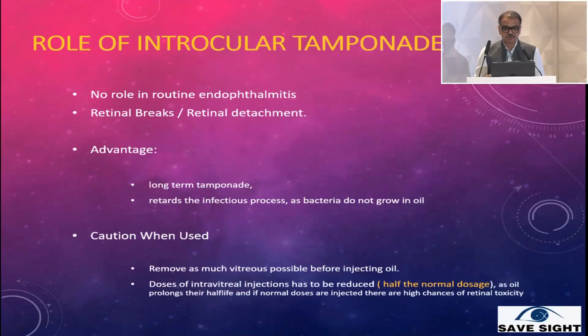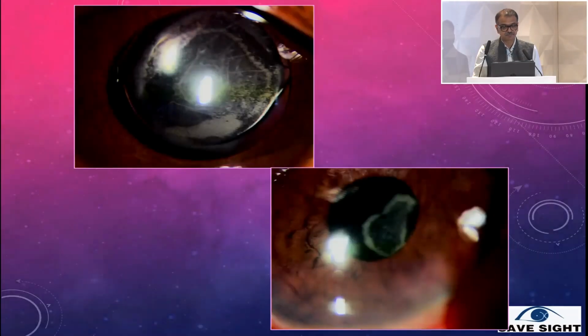The role of intraocular tamponade like silicone oil is controversial. It has no place in routine endophthalmitis surgery. However, if you encounter a retinal break or a detachment, then it is a must. The advantage is that it gives you a long-term tamponade. Your media is clear, you can visualize the retina, and you can visualize the progress happening. It is also said to be a bacteriostatic tamponade, so the growth of bacteria is also hampered.